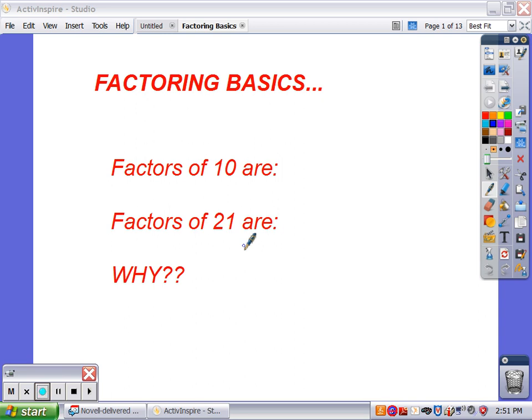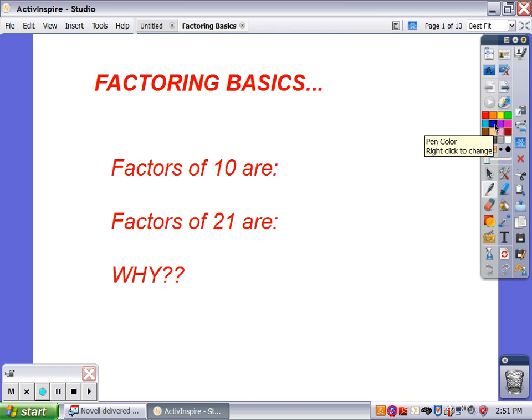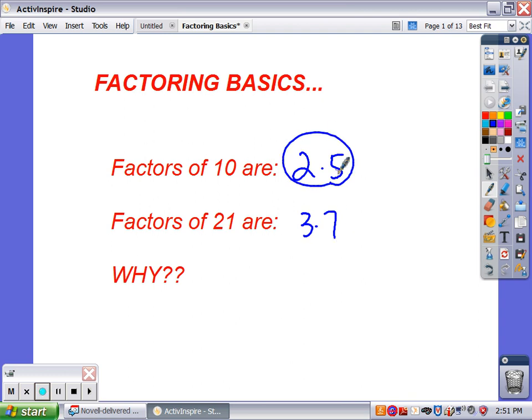Okay, our goal here is to get really good at factoring. All right, let's go back to basics. When you learned arithmetic, factors of 10 are 2 and 5. Factors of 21 are 3 and 7. Why? Because 2 times 5 gives you 10. Why here? Because 3 times 7 gives you 21.